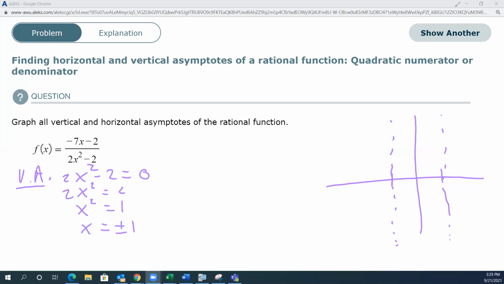Let's try this color. I'm colorblind, so I can't even really tell the difference. You're probably thinking, yeah, because it's the same one.